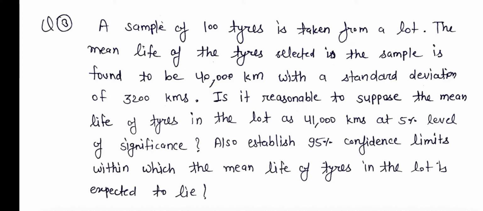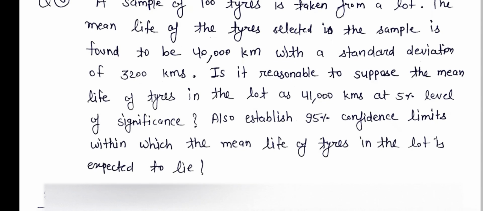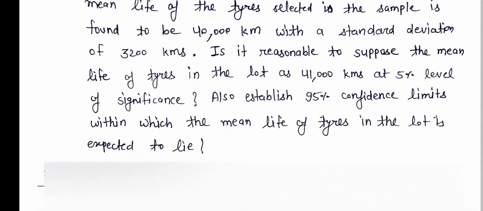A sample of 100 tires is taken from a lot. The mean life of tires selected in the sample is found to be 40,000 kilometers with a standard deviation of 3,200 kilometers. Is it reasonable to suppose that the mean life of tires in the lot is 41,000 kilometers at the 5% level of significance? Also establish 95% confidence limits within which the mean life of tires in the lot is expected to lie.